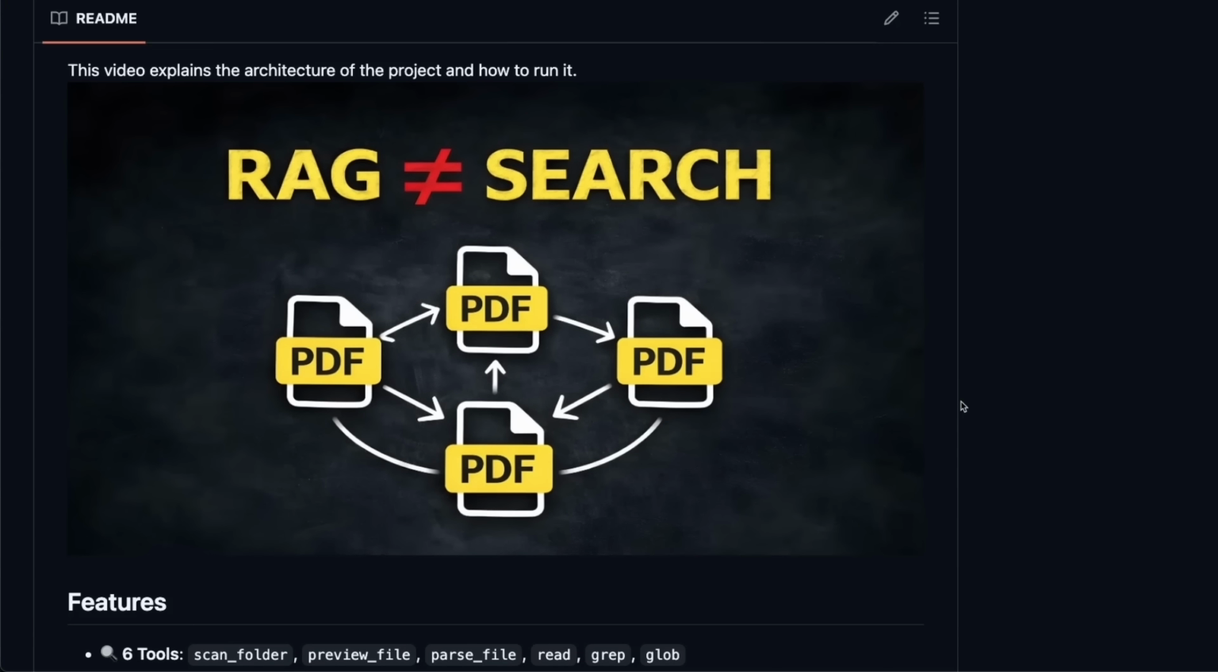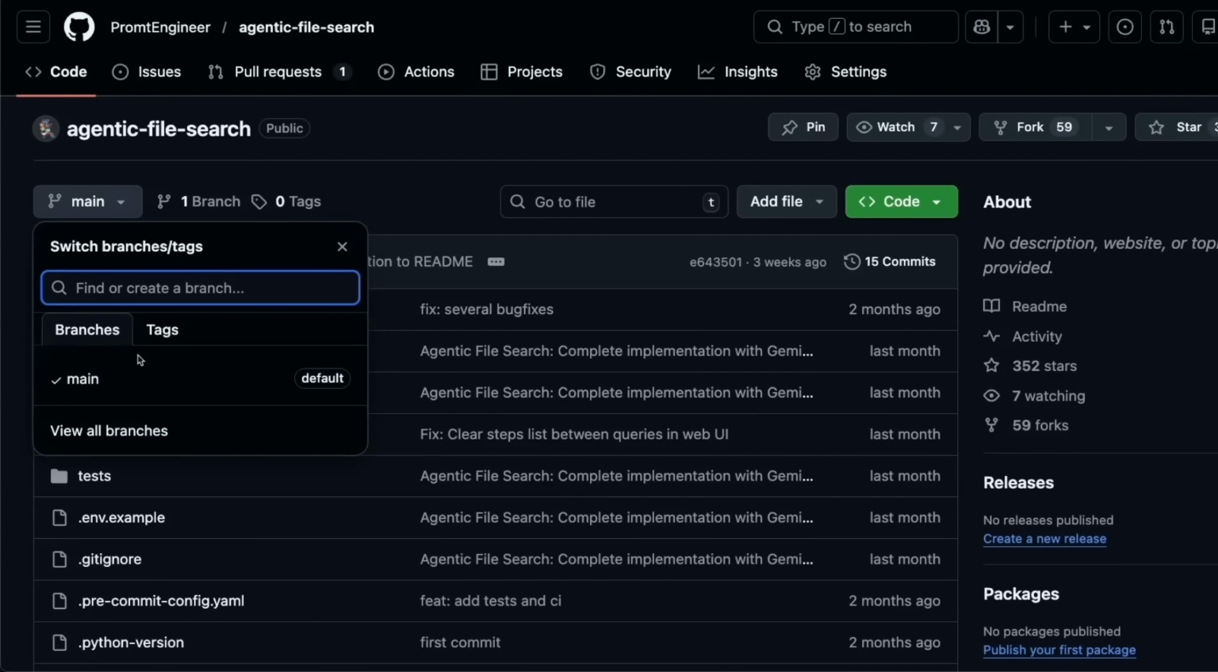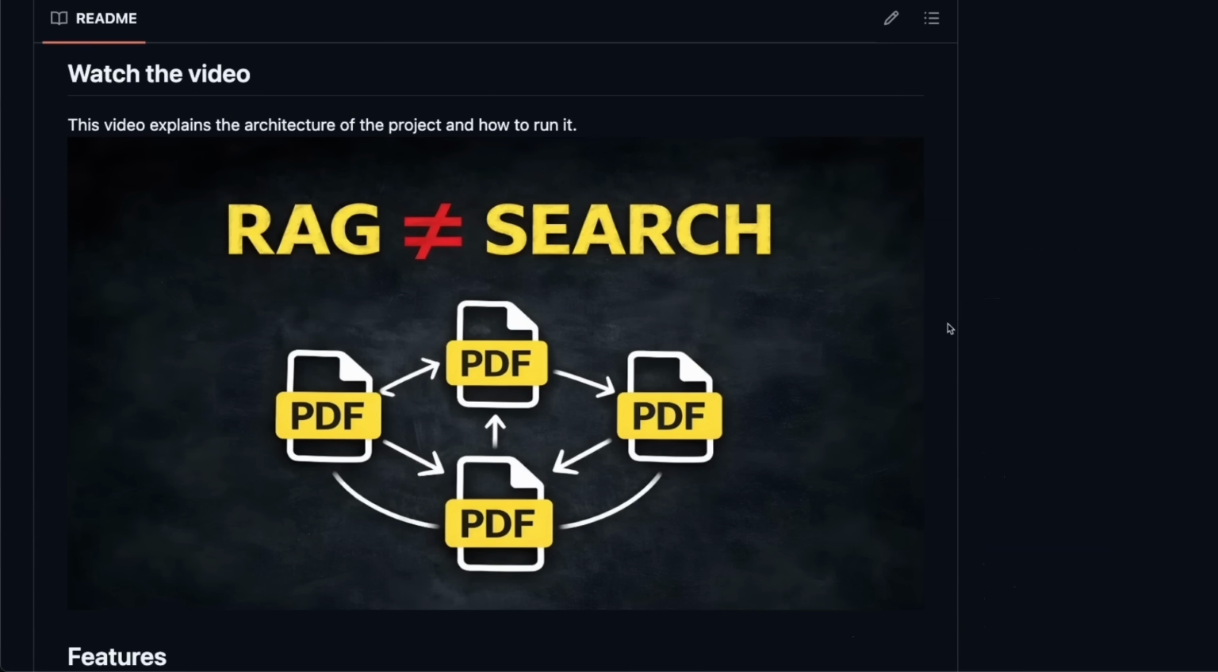Now, there are going to be 2 different branches. The main branch is going to contain the original Gemini 3 Flash implementation. I am going to push another branch, which is going to contain implementation for using local models with Ollama.